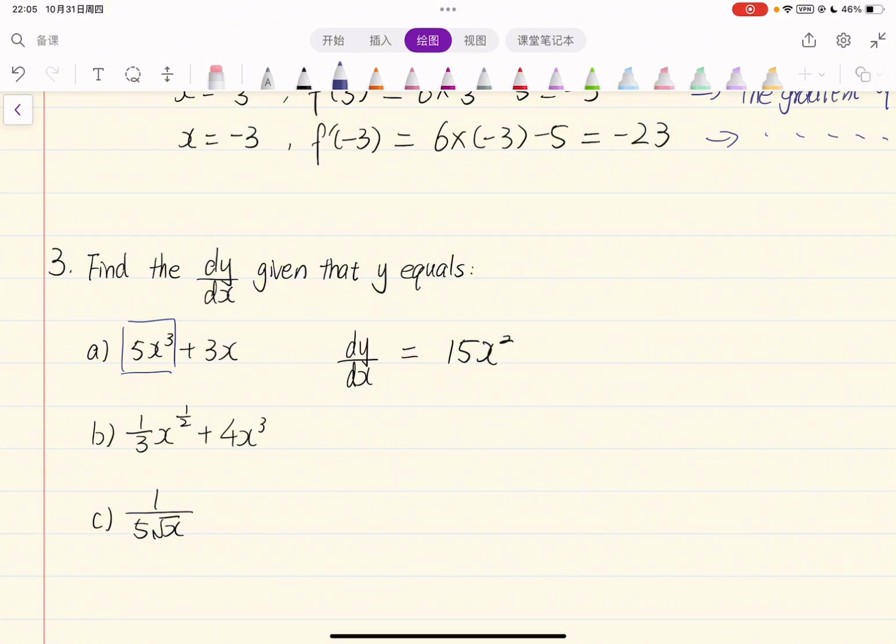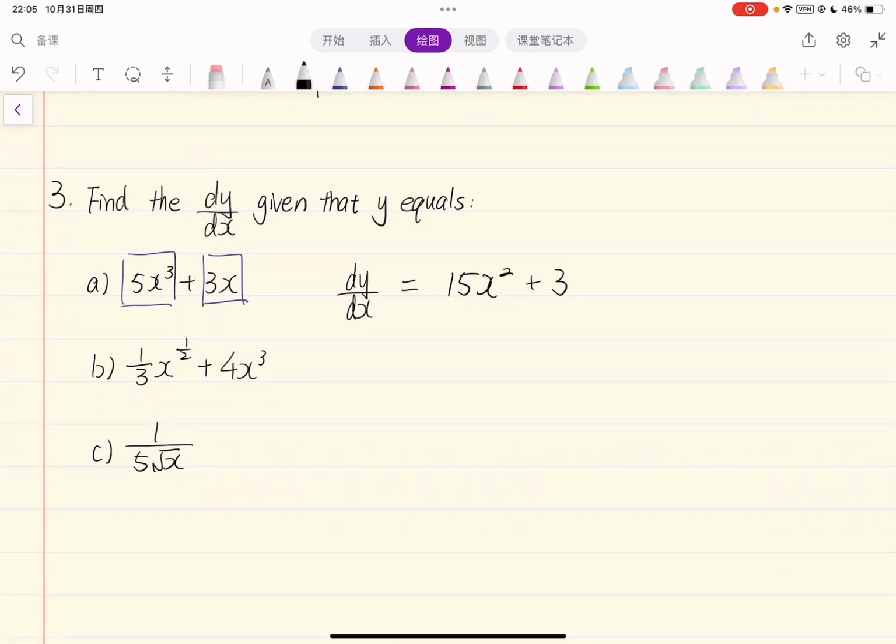Now let's differentiate the second term. So 3x, that is 3. So dy over dx of 5x cubed plus 3x equals 15x squared plus 3.